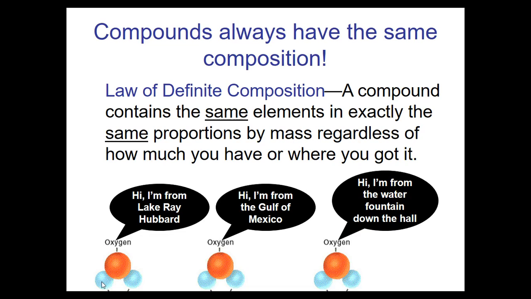On the other hand, compounds always have the same composition no matter what, no matter where you get it from. Here is just some water. It's going to be the same no matter where we get it, if we get it from the fountain in the building, or from a lake or a river near us, or from the ocean. It's always the same elements in exactly the same proportion by mass, no matter where you get it from.